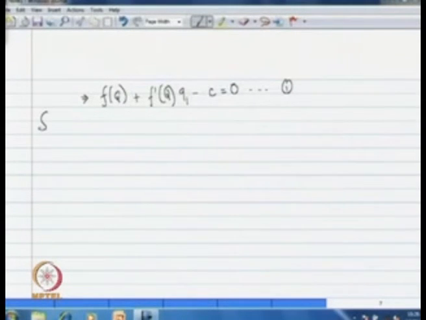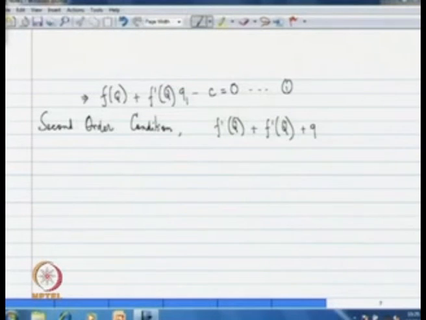What about the second order condition? Now, that will be satisfied because what we are getting here is f prime of Q plus f prime, and this will be less than 0 if the function is not a very awkward function, because f prime of Q is less than 0. So, this is what we have for firm 1.